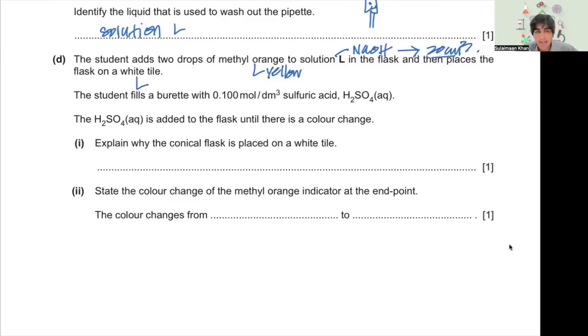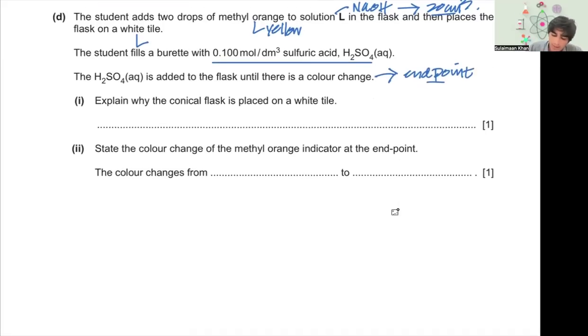And why does he place it on a white tile? To observe the endpoint more clearly, or to observe the color change more accurately. You could write whatever, that's up to you. So the student then fills up the burette with H2SO4. The concentration of sulfuric acid is given, and it's added to the flask until there's the color change. When there's a color change, that means the endpoint has been reached and you need to stop the titration. Then explain why the conical flask is placed on a white tile. Because to observe the color change more accurately or more clearly.